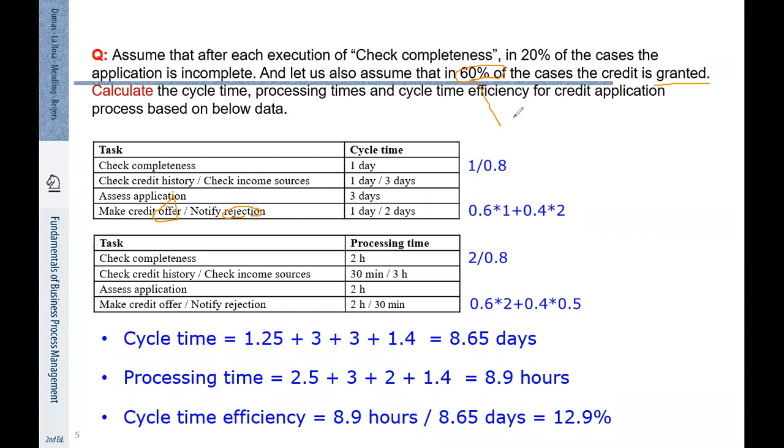So you know the percentage is 100%. So you have to do 100 minus 60, and there will be 40%. 40% is going for rejection. So this 40% is here, 0.4. This is also the same thing, 0.4. And here you multiply with the 2 because there are 2 days. Here you multiply with 0.5 because it is 30 minutes, which means the half hour. Yes, any more explanation?